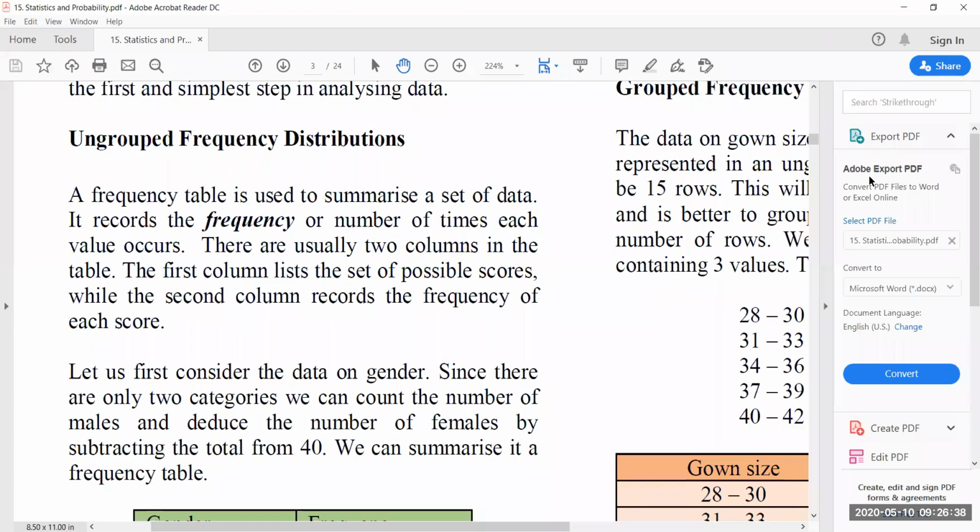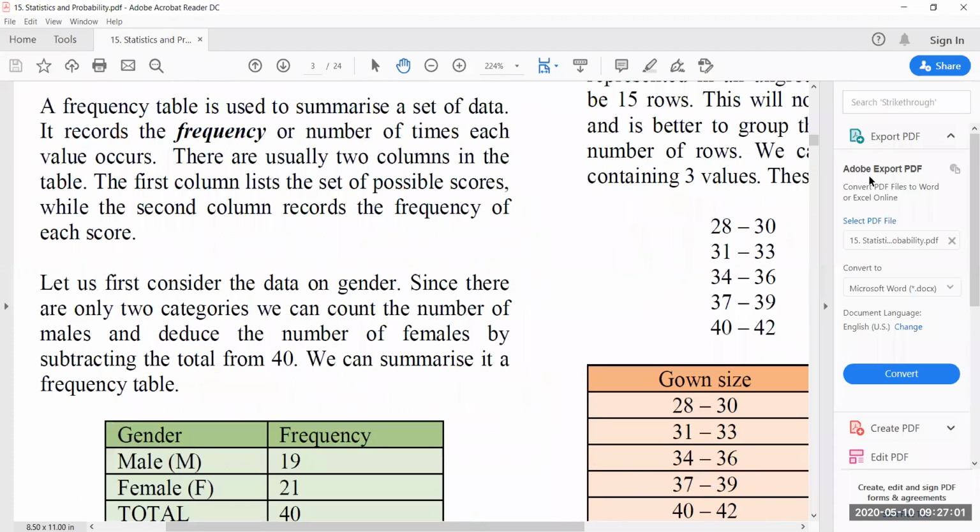So, ungrouped frequency distributions, what is that? A frequency table is used to summarize a set of data. It records the frequency, or number of times, each value occurs. There are usually 2 columns in the table. The first column lists the set of possible scores, while the second column records the frequency of each score.